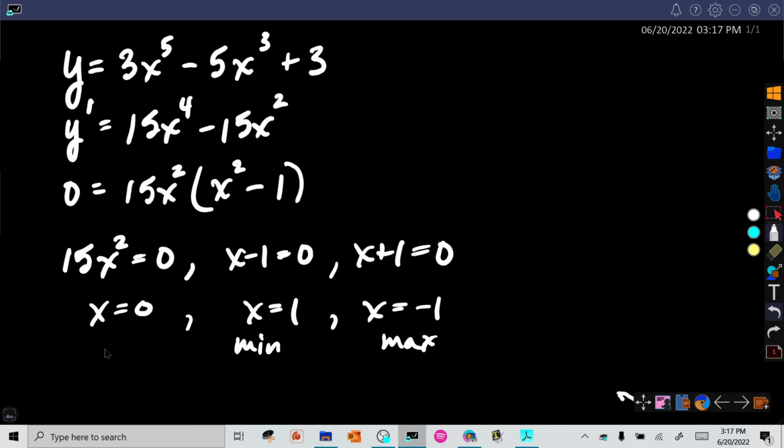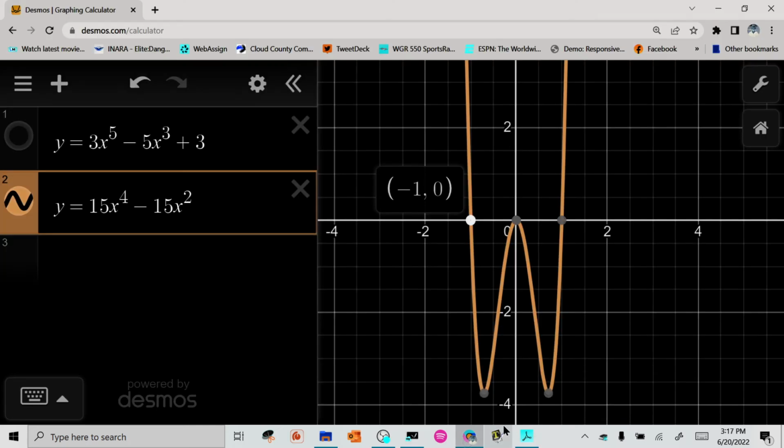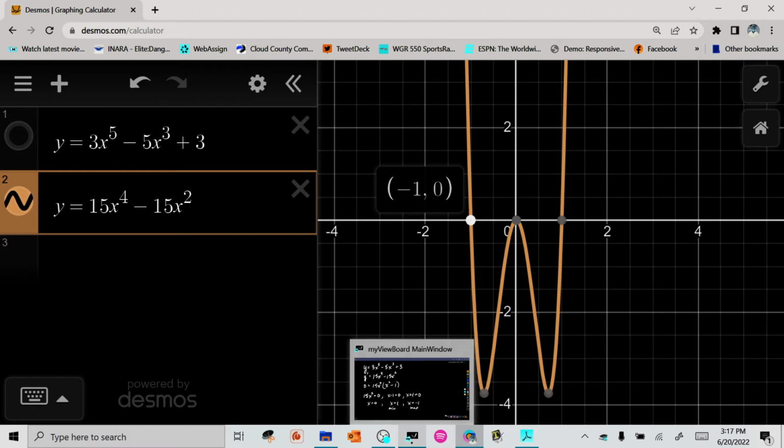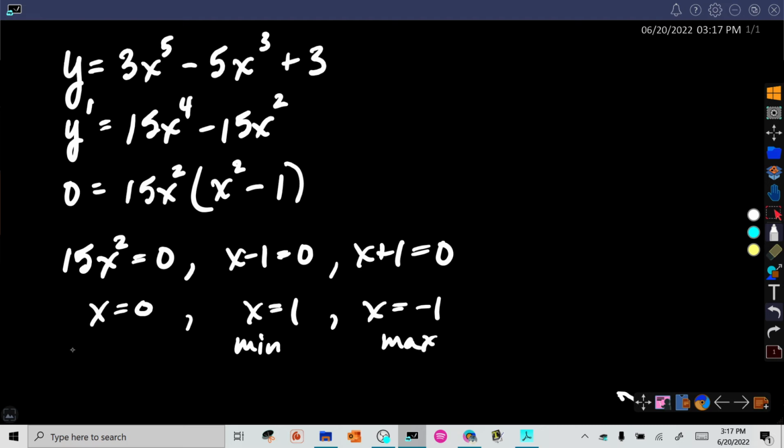And then for this one, you'll notice the slope didn't change right there. It's the same. It's negative to the left and negative to the right of that point. That means that this is going to be what I'll call a horizontal point of inflection, POI.